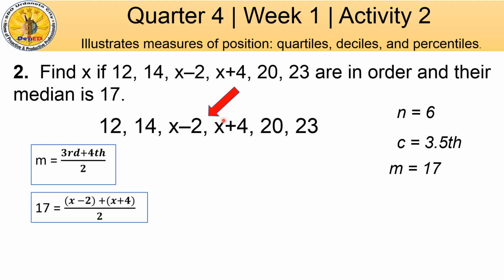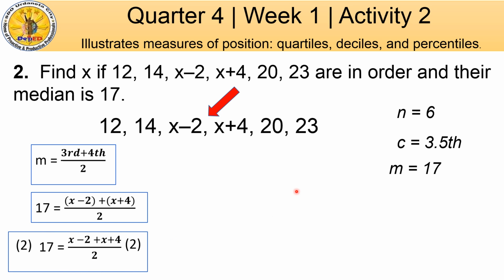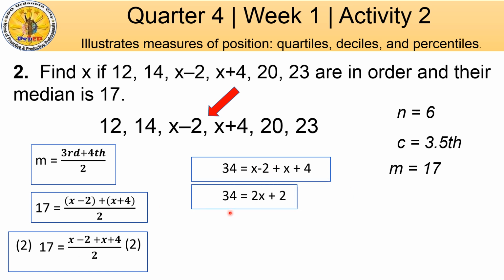So by substitution, replace third by x minus 2, fourth by x plus 4. Apply multiplication property of equality, or multiply both sides of the equation by 2. So 2 times 17, that is 34, equal to x minus 2 plus x plus 4, since we will cancel both 2 from numerator and denominator. Combine similar terms. That is now equal to 34 equal to 2x plus 2.